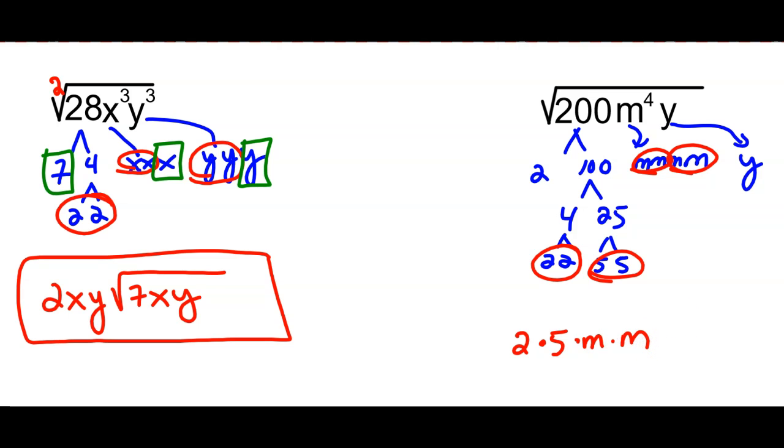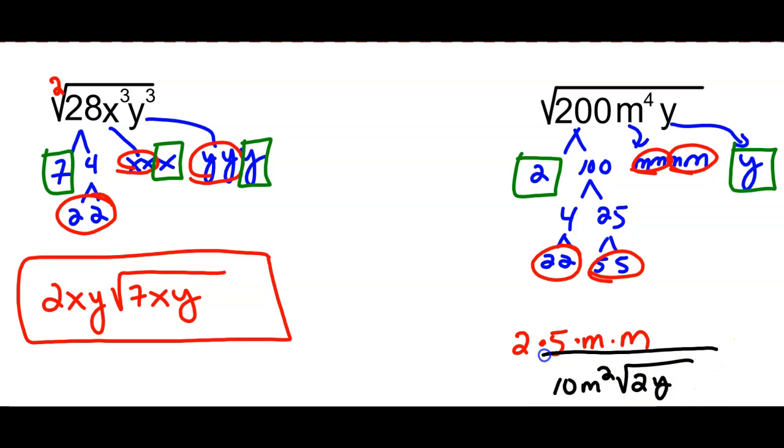And then what is left over? Left over, I have a 2 and a y. So that gets multiplied and put back underneath the radical. So 2 times 5 is 10. M times m is m squared. And then I'm going to take the square root of 2y.